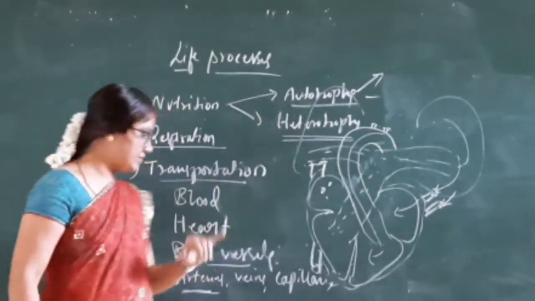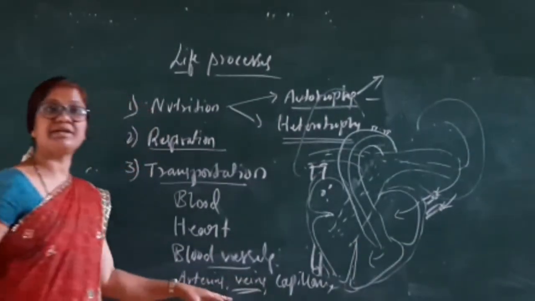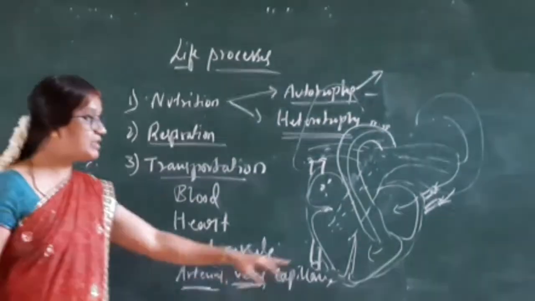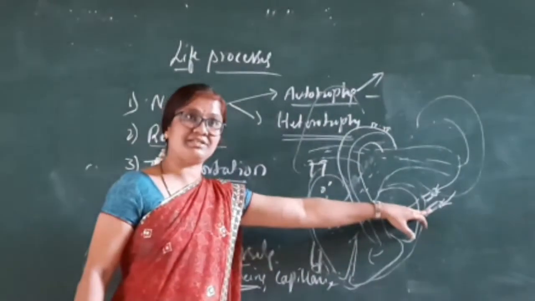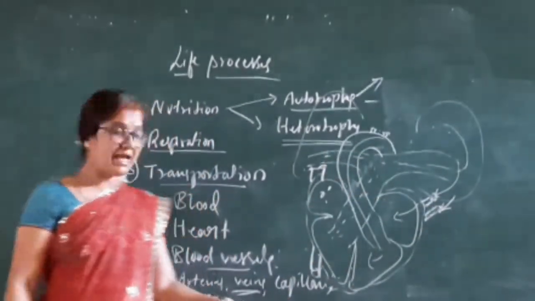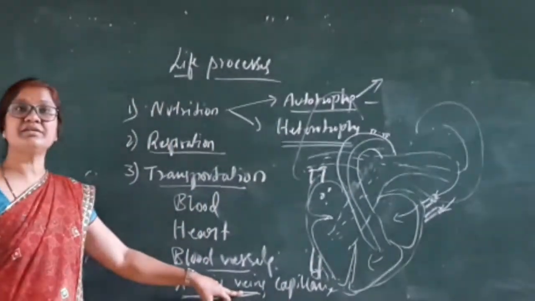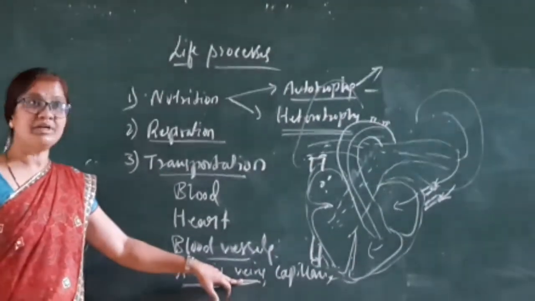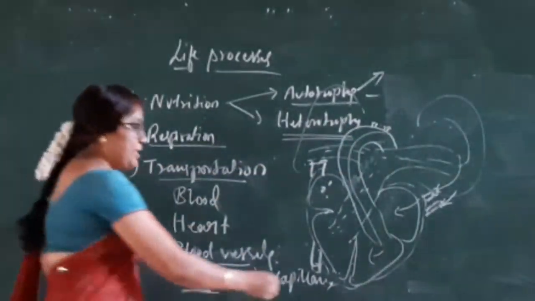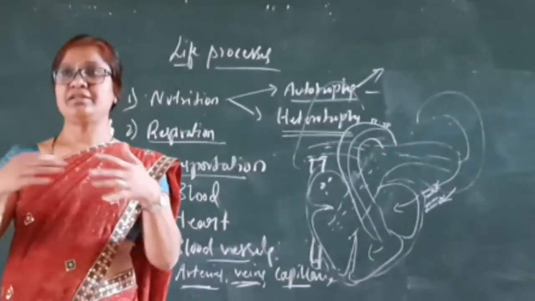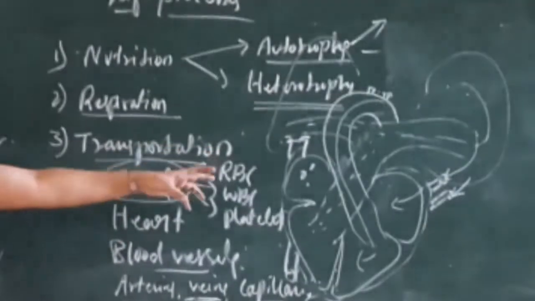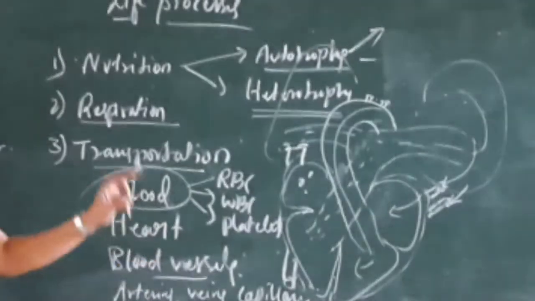So the question asked here: which is the artery which carries impure blood? Pulmonary artery. And all veins carry impure blood except pulmonary veins. What kind of blood is carried by pulmonary veins? Pure blood. And capillaries, for each and every individual cell, the blood will be circulated and collected back. So blood vessels help in carrying the blood.